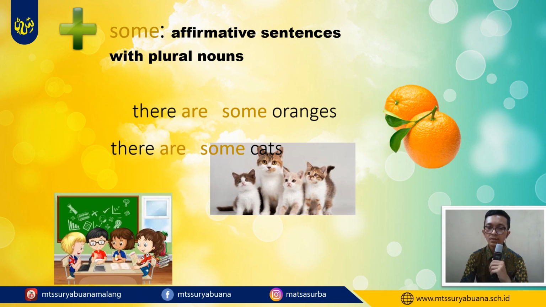The second example for you: there are some cats. We use some because the cats here are more than one. And then, there are some students. You can see in the picture there are some students there, so the sentence is: there are some students. Don't forget to put S in the noun. For example, oranges, cats with S, and then students with S.